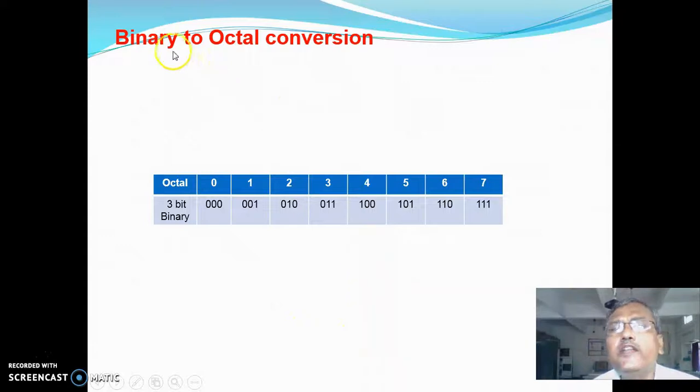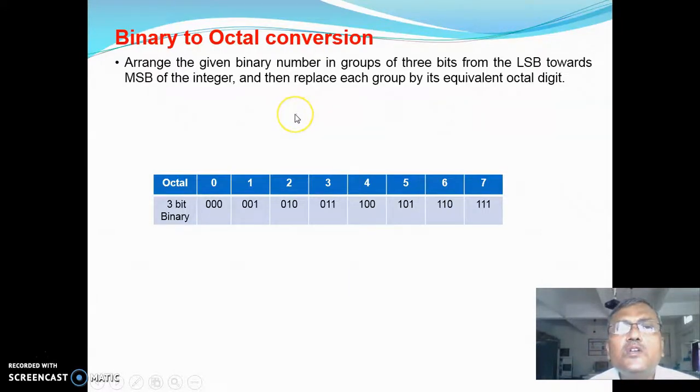Now we consider binary to octal conversion here. In this binary to octal conversion, we form groups of 3 bits. Why do we form groups of 3 bits here? Because the maximum octal digit is 7, and converting 7 into binary corresponds to 111. That is, it requires 3 bits. Therefore we form groups of 3 bits.